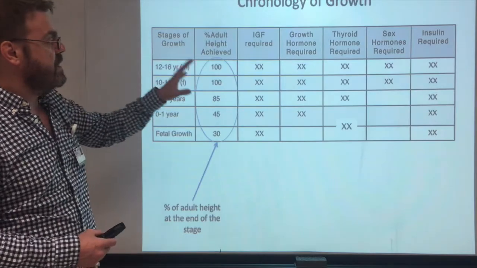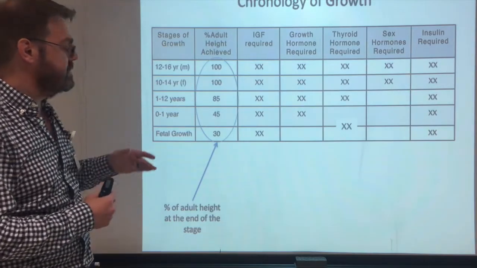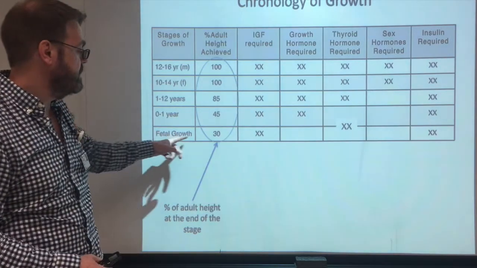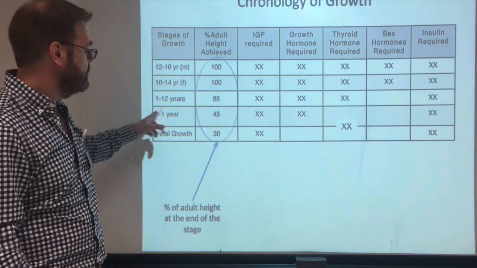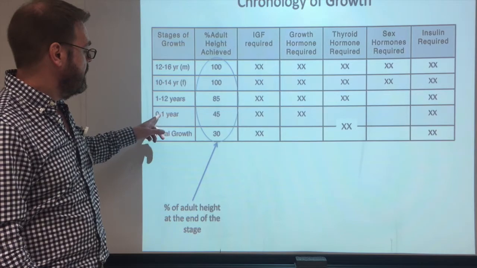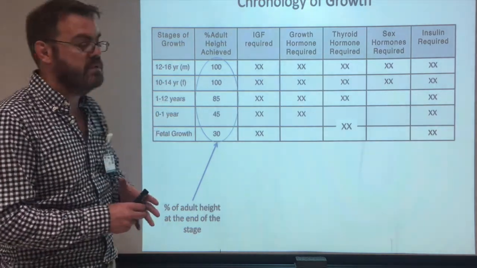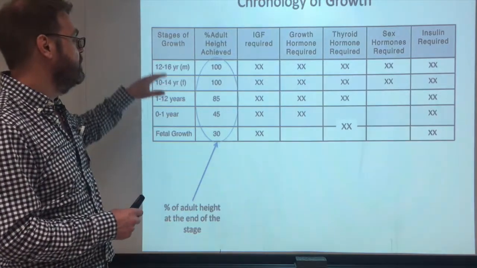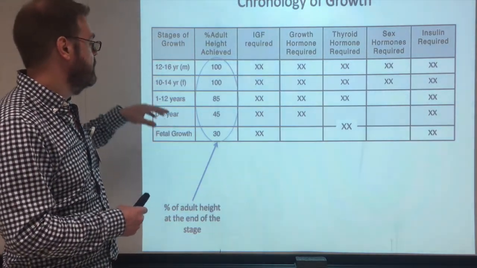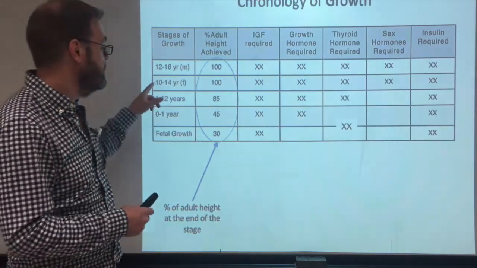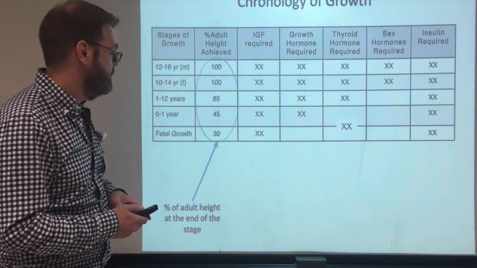So this chart shows you the various stages of growth. We can think of them as being four types. You have fetal growth, then you have this growth spurt between 0 and 1 years, then you have this linear period of growth between 1 and 12, and then you have puberty, which is split into two here, mainly to emphasize that puberty happens slightly earlier in females compared to males.